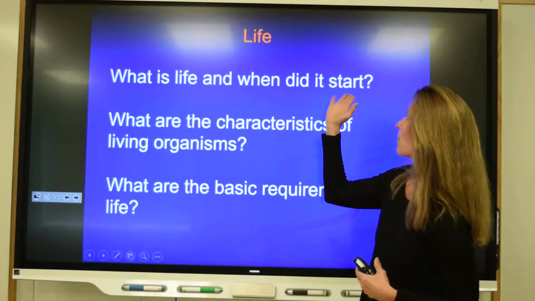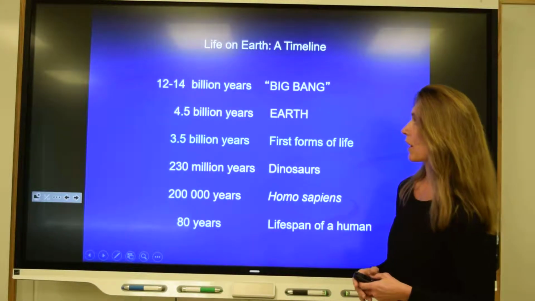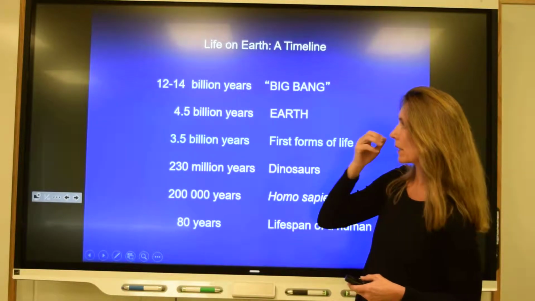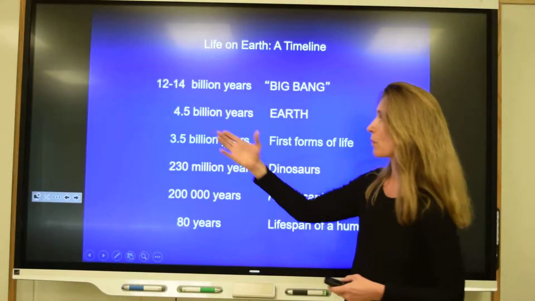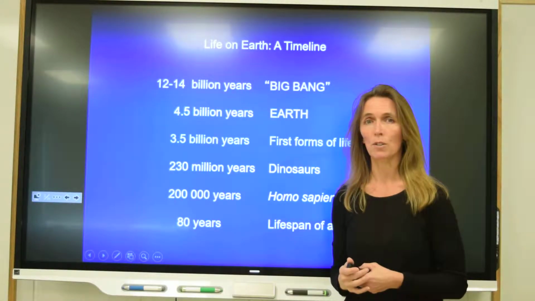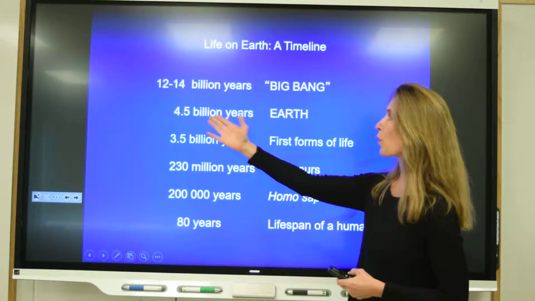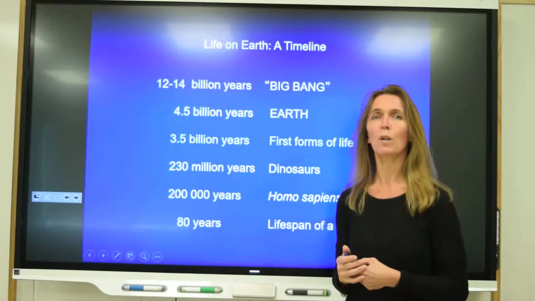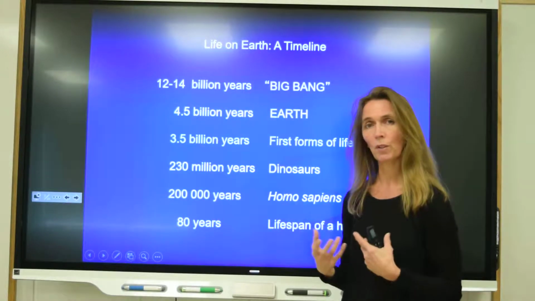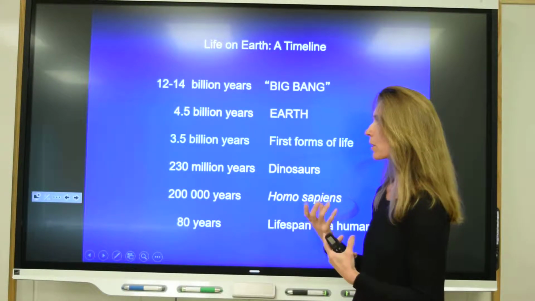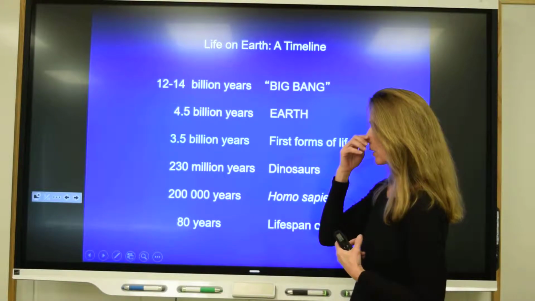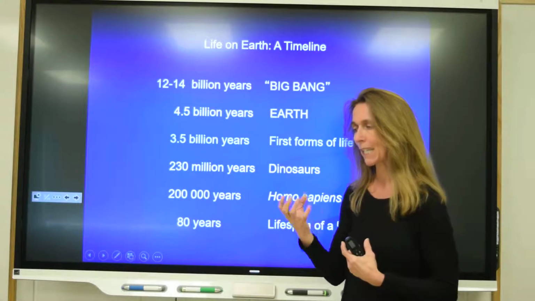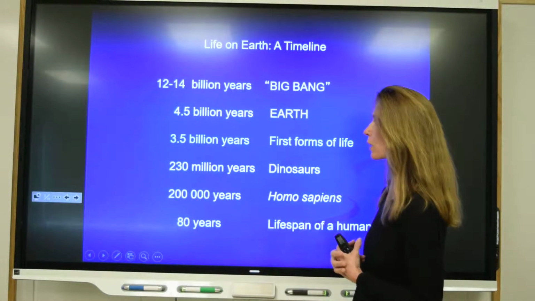Let's look into the timeline here. When did life start? It started with the Big Bang, according to the Big Bang theory, that created our universe about 12 to 14 billion years ago. Then about 4.5 billion years ago, our planet Earth was formed the way we know it today. Obviously it has been populated with life now, but planet Earth has formed.